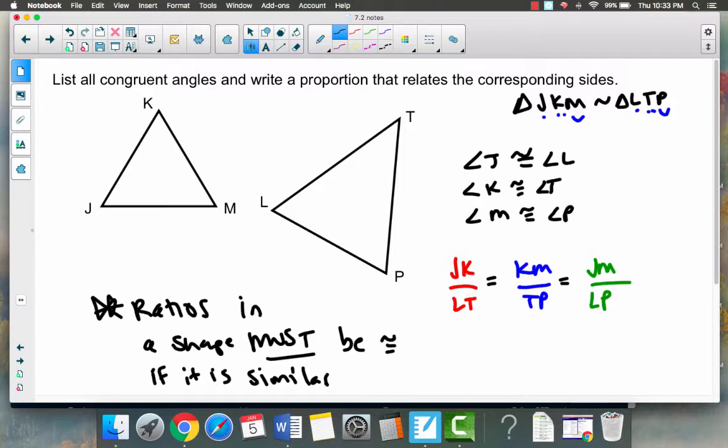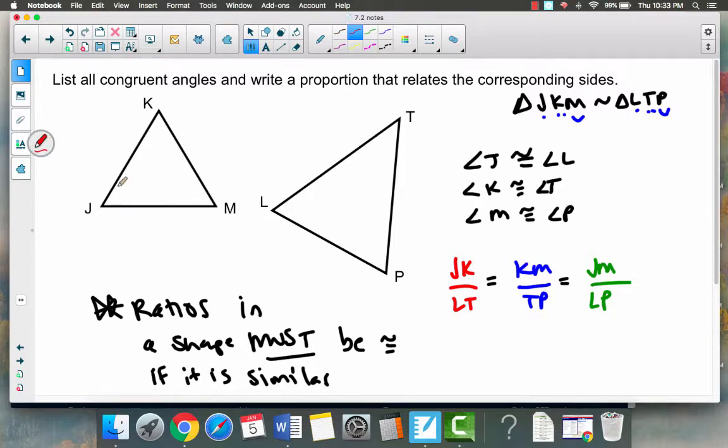So if I ask you in a problem to identify if the two shapes are similar, you'd have to make sure that all the angles are congruent, and then you'd have to find the ratio of every single side and make sure that when you reduce them down, you get the same fraction every single time.